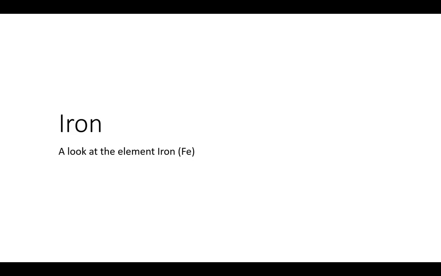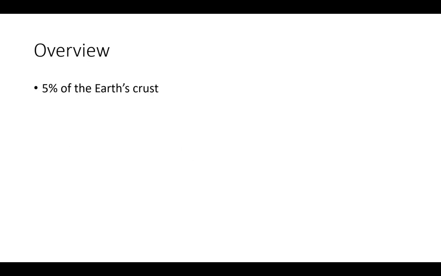Iron. Let's look at the element iron in plant metabolism. Iron makes up 5% of the Earth's crust. This is a phenomenal amount when we begin to think of how much iron is actually there, which means it is extremely abundant just about everywhere. It does not provide a deficiency overall.